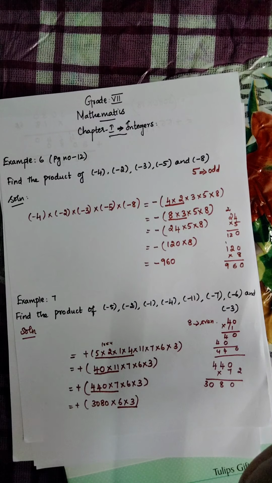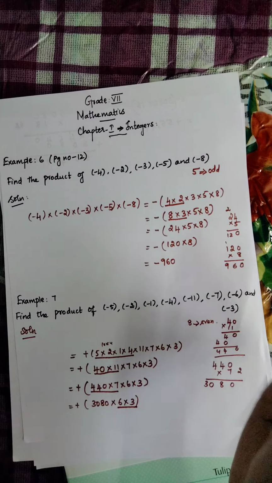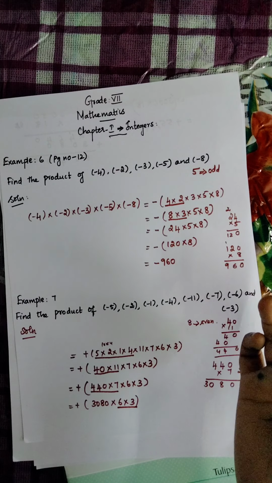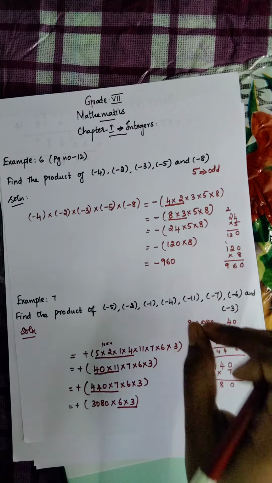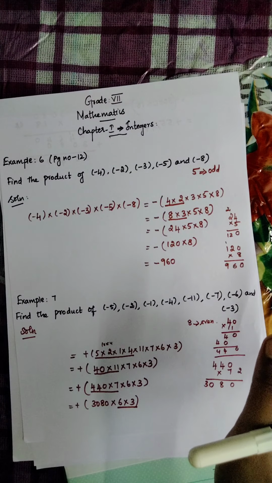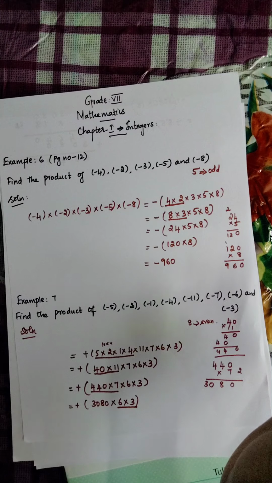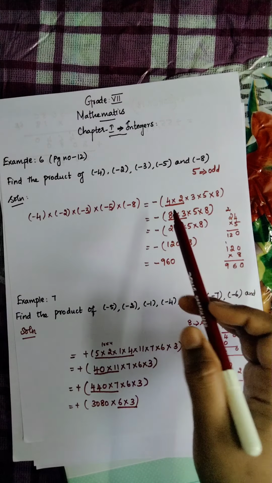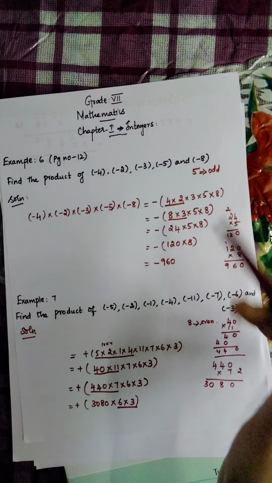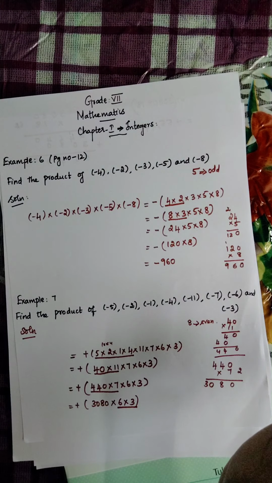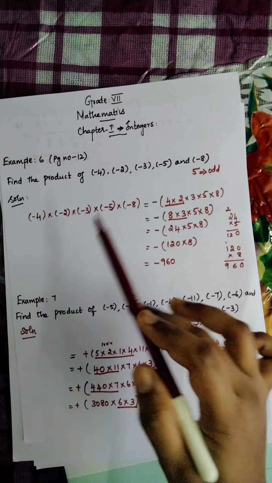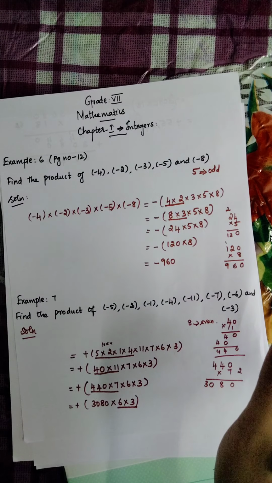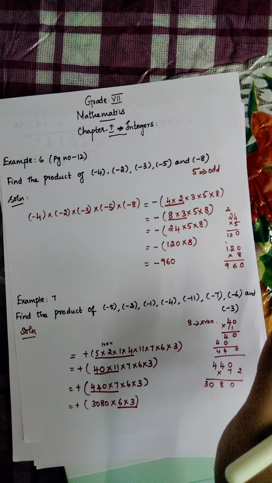If there are more than two integers for multiplication, first you need to count how many negative numbers are there. If the negative numbers are odd, you need to put the negative sign. If the negative numbers are even, put the positive sign and multiply all the remaining numbers. Understand?